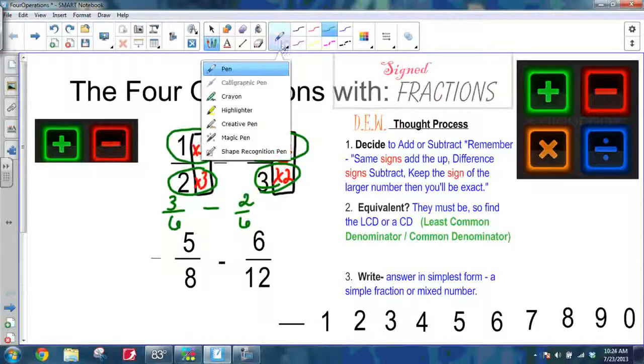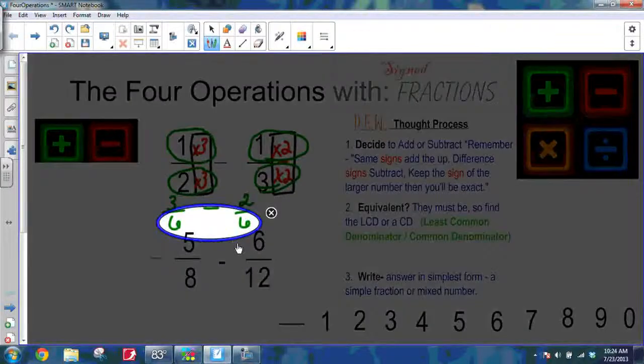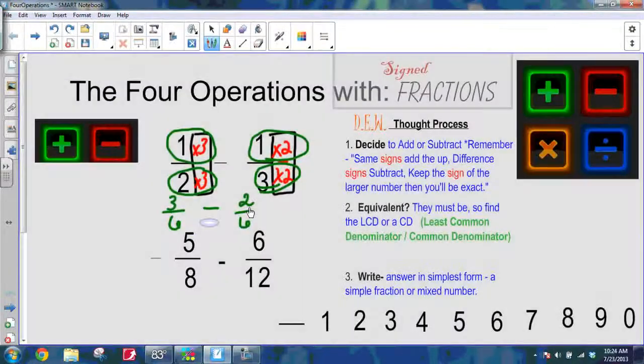Now I have the same denominator because they are the same size. So when I look at my denominators, I see that I both have 6's. So if I have 3 sixths, and I take away 2 sixths, I'm left with 1 sixth. And I'm going to keep the sign of the larger number, and the larger number was a positive number. So this 1/6 over here is positive.